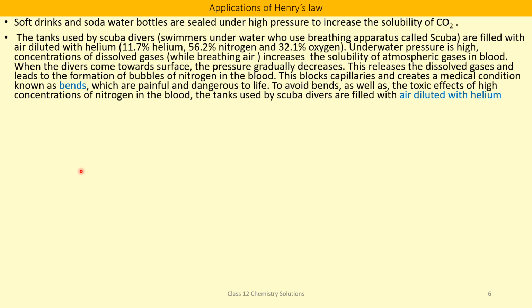dangerous to life. To avoid bends as well as the toxic effect of high concentration of nitrogen in the blood, the tanks used by scuba divers are filled with air diluted with helium, that is 11.7% helium, 56.2% nitrogen and 32.1% oxygen.